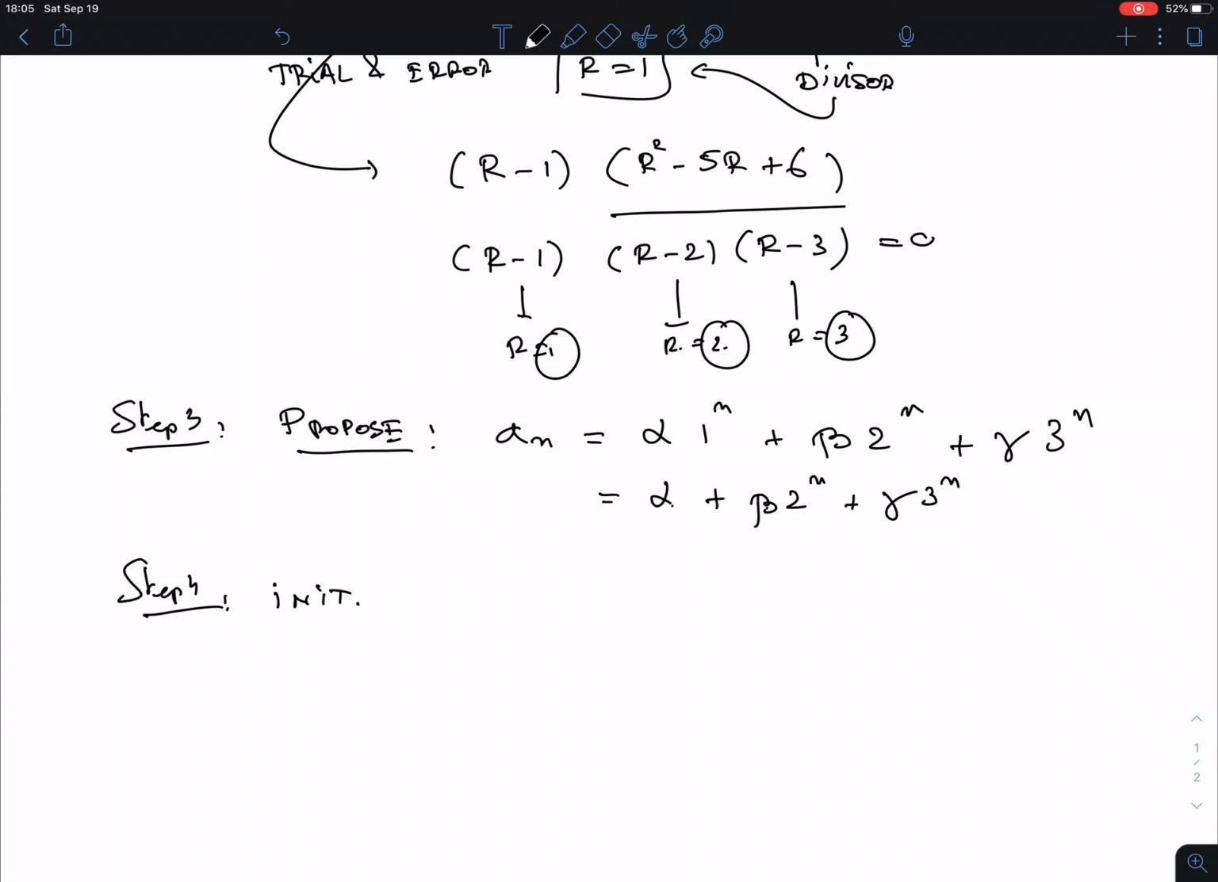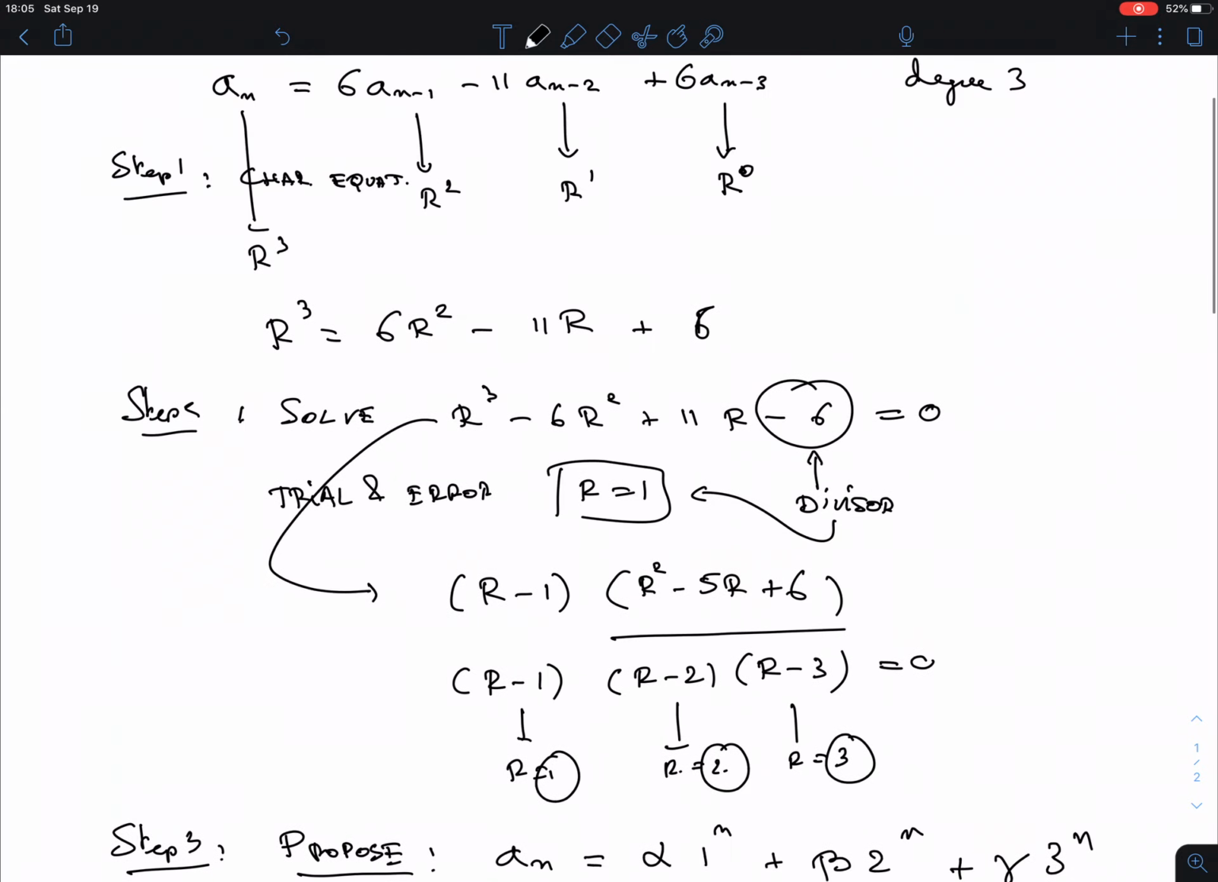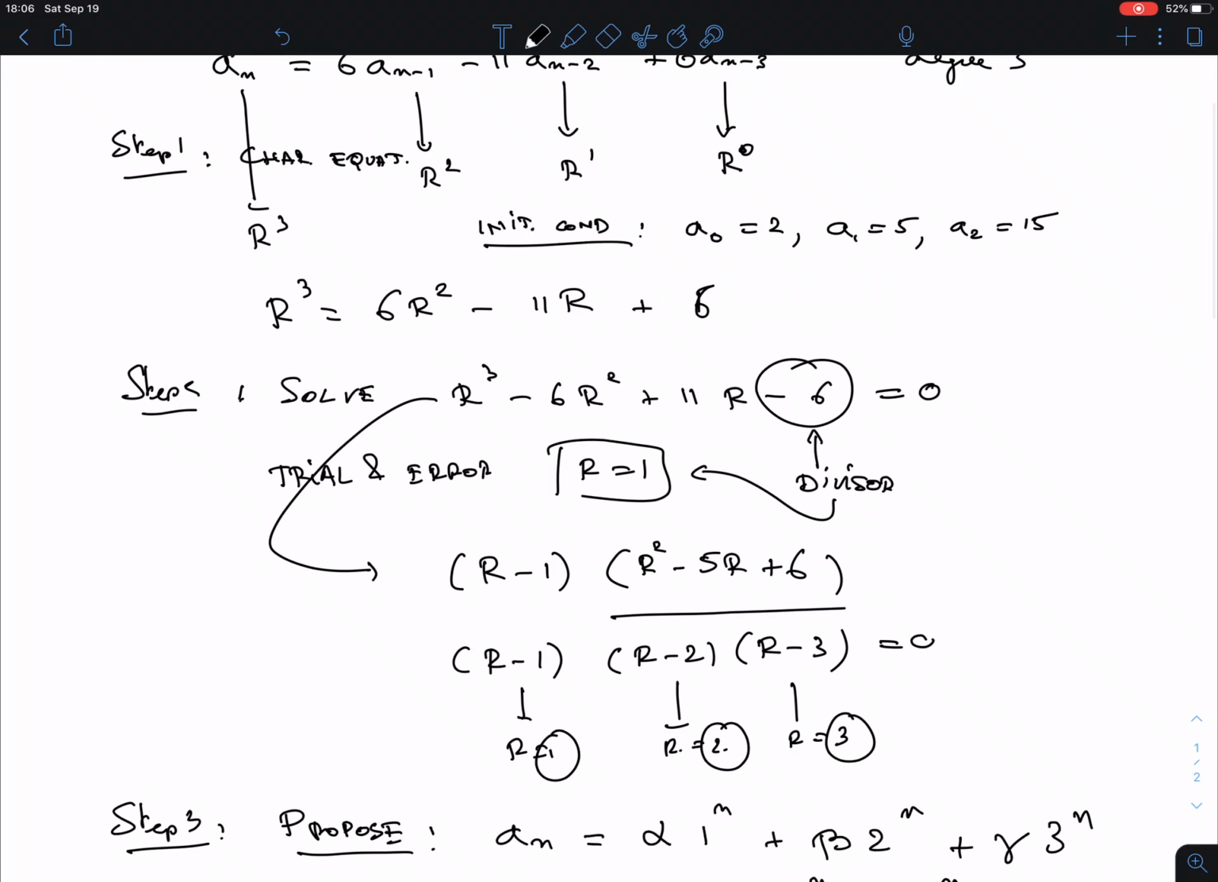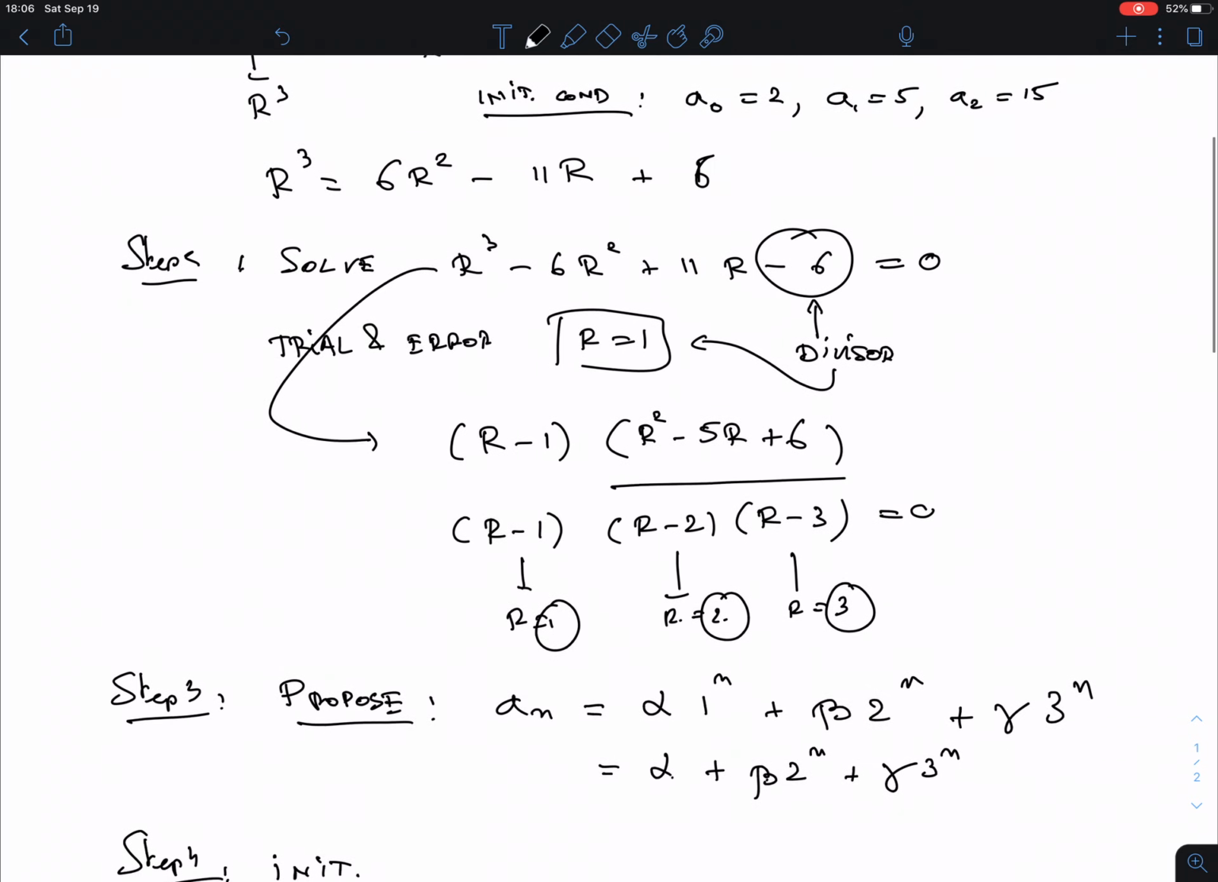So what we do now, we have 3 initial conditions. I did not give them yet, that was my bad, sorry about that. The initial conditions are from an example in the book, where they were stated. A0 is 2, A1 is 5, and A2 is 15. In principle, these initial conditions can be any numbers, right? There's no restriction on what they are, but each set of initial conditions will give me exactly one solution.